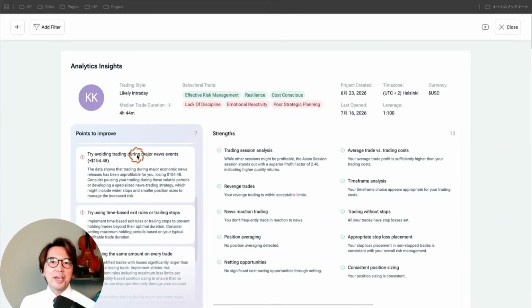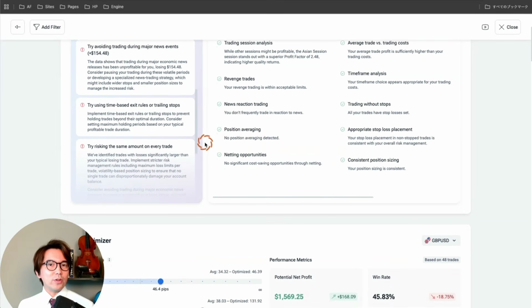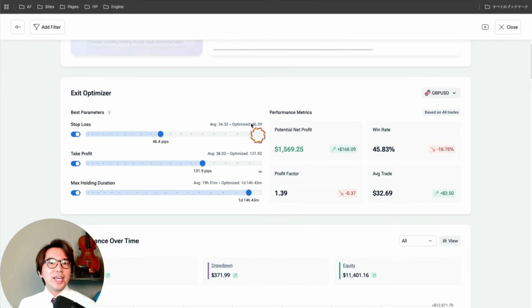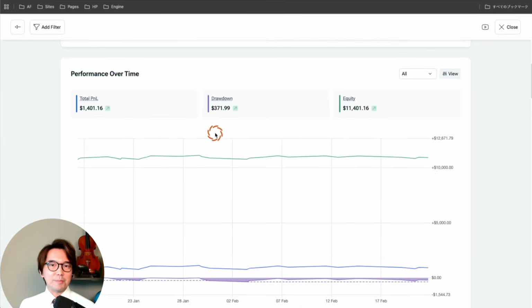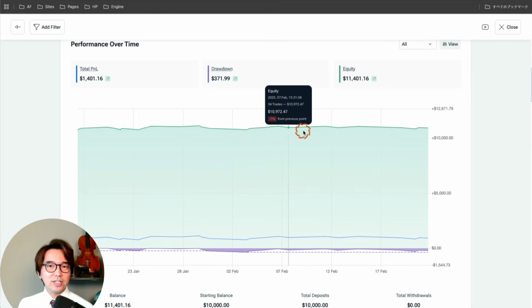And this analytics page goes far beyond just AI advice. As you scroll further down, it is packed with graphical tools that allow you to analyze your performance from multiple angles. We'll get to this Excel optimizer later, but first let's look at the performance over time section over here. Here you can see not only your total profit and loss, but also your max drawdown and the balance history drawn in beautiful curves.